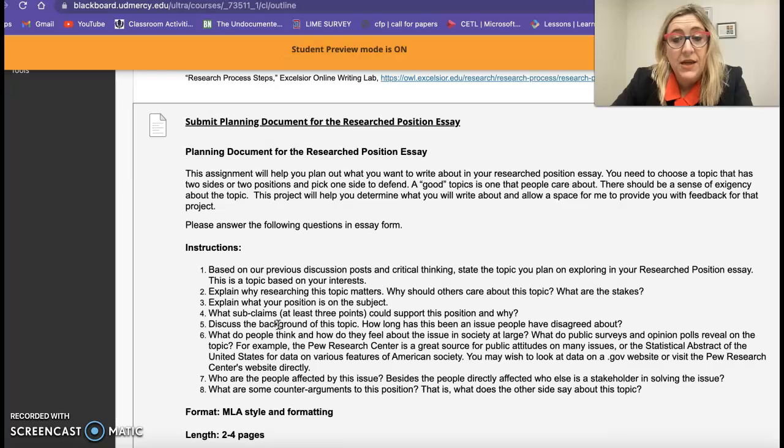We are using MLA format, so again, you might want to visit the OWL at Purdue or some of the other resources I've provided. But in this document, you're basically mapping out a brief, almost like selling me on what this idea is. So you want to make sure that this is a topic that other people care about, that it's something worth our time and consideration. How do you plan on supporting this argument? Are there subclaims that can help support your position?